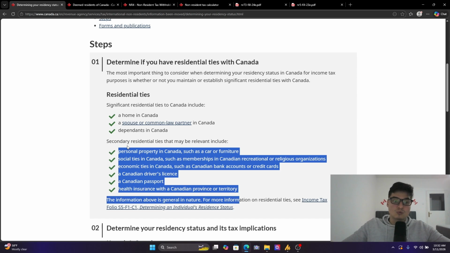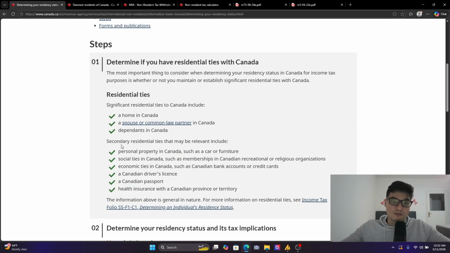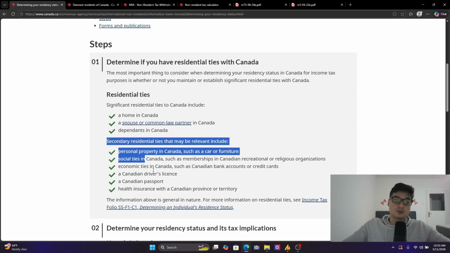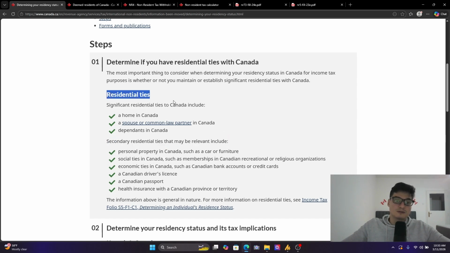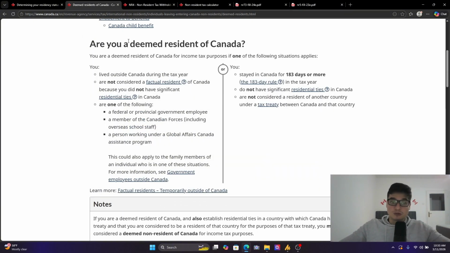If you have none of these, but some of these secondary residential ties, then it's kind of subjective. You don't really know for a fact, okay? So there's no really written rules around, oh, maybe you need to have 2 out of these 5 or 6 or whatever. There's no rules around that. It becomes subjective after. But if you have any of these significant residential ties, then you will be considered a resident of Canada. Now, if you don't have any of that, you can still be considered a deemed resident of Canada.